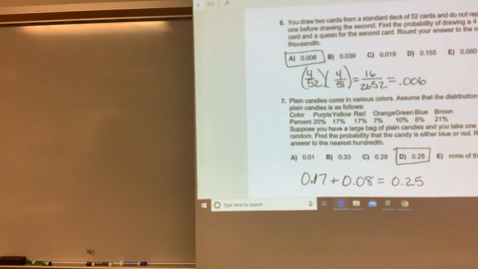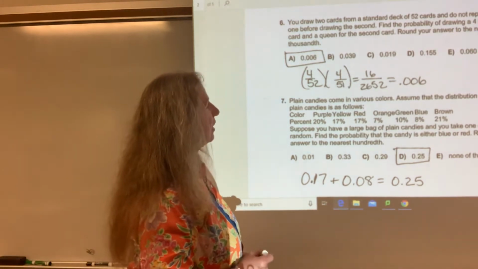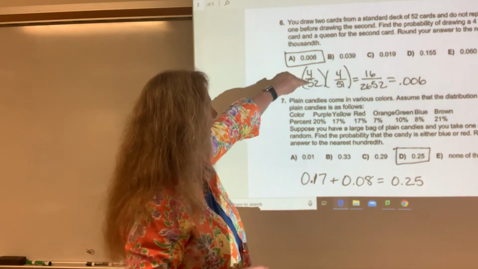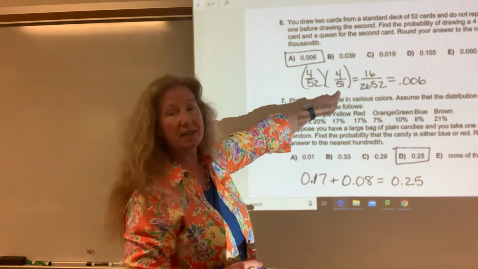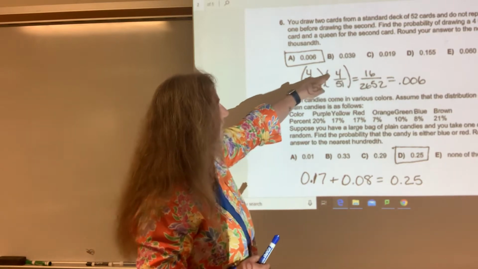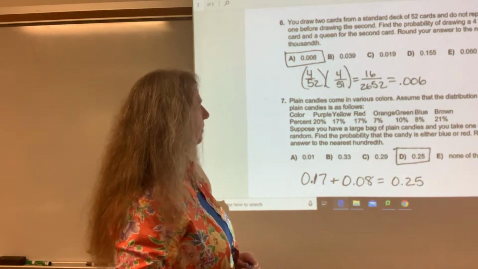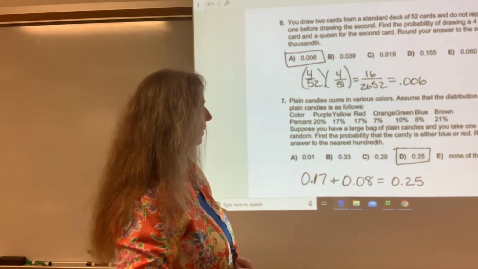You draw 2 cards from a standard deck of 52 cards and do not replace the first one. So the first time you draw the card, there's going to be 52 cards in the deck. The second time there's 51. So there's 4 out of 52 and there's 4 out of 51. Find the probability of drawing a 4 for the first card and a queen for the second.